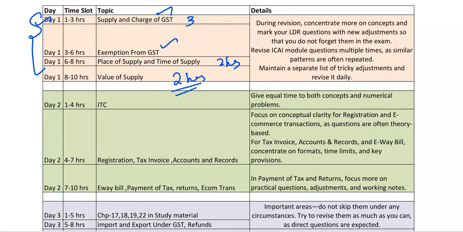In the first 14 marks, definitely these kinds of adjustments will be inserted. So I don't want you to skip these areas. Please concentrate on these areas and try to revise them.